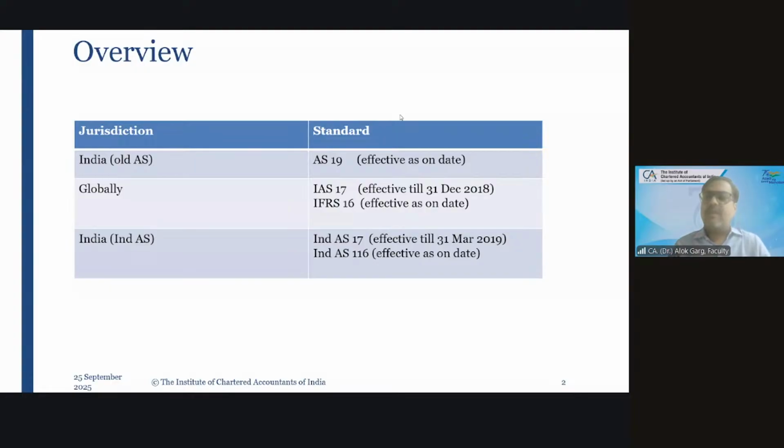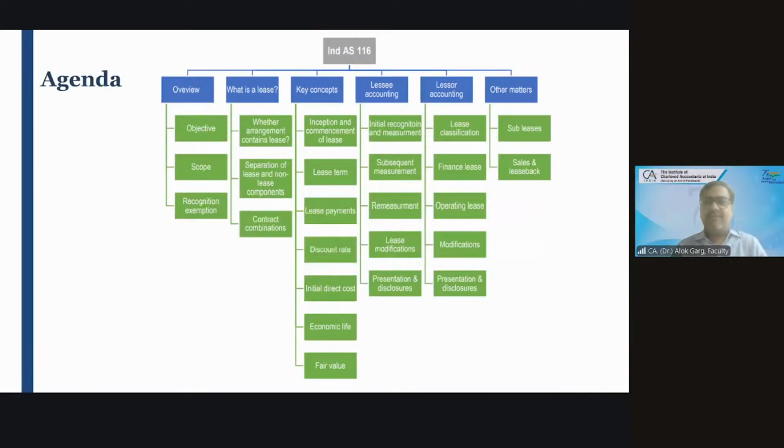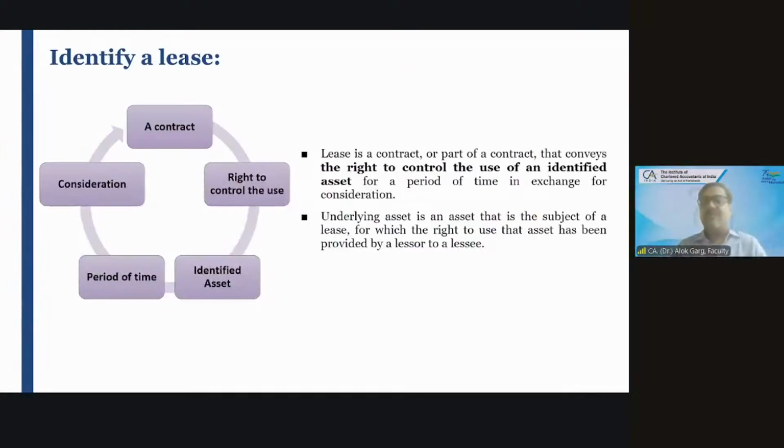So friends, we started our journey with the objective of the standard, scope of the standard, and what is meant by lease contract. And we also completed the 4 legs of the lease contract. We understood what is meant by identified asset. You remember the meaning of identified asset as of now or not?